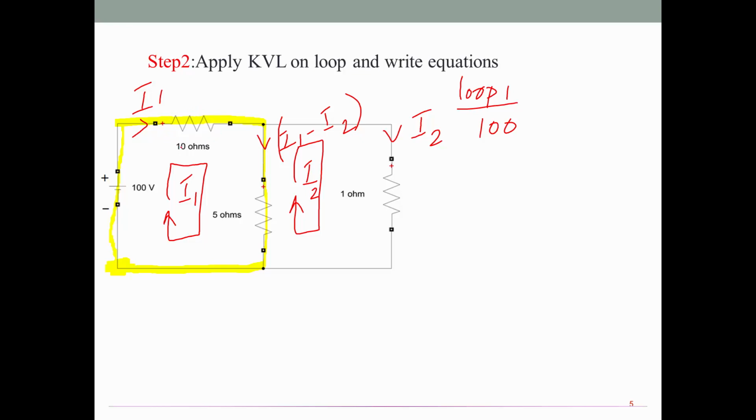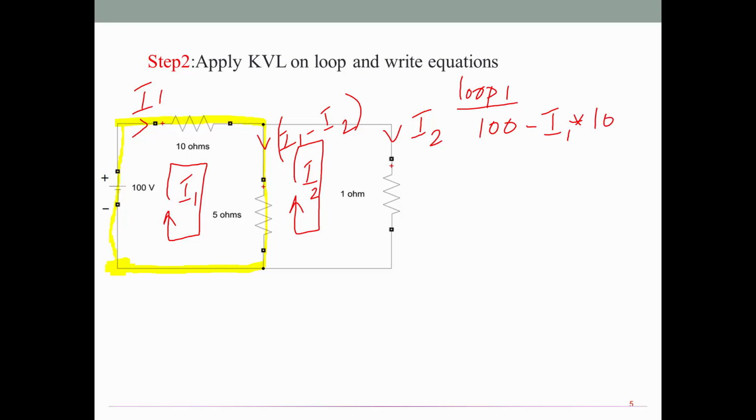Here, as per KVL, I have to find out the voltage drop across this 10 ohm resistor. For that, I have to consider the loop current and branch current direction. Both are flowing in the same direction, so I have to choose minus branch current multiplied by the 10 ohm resistor.